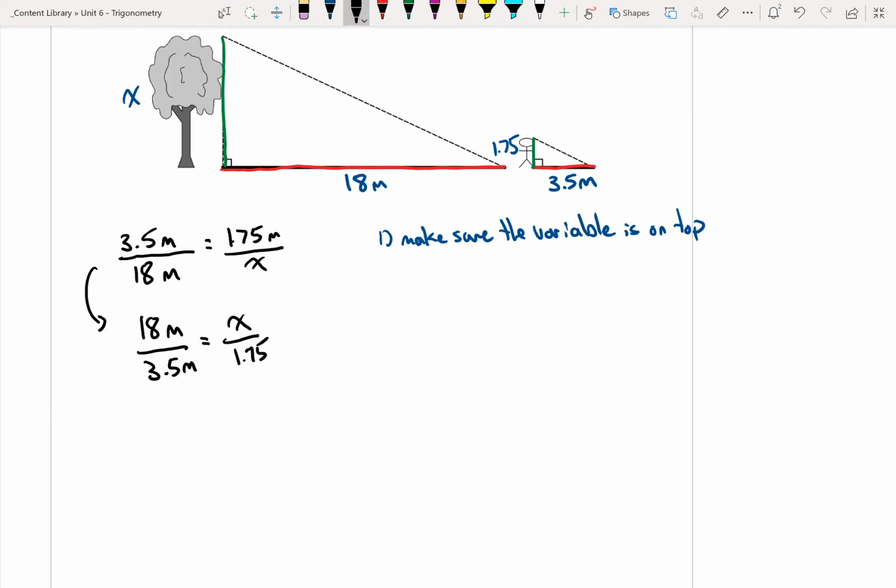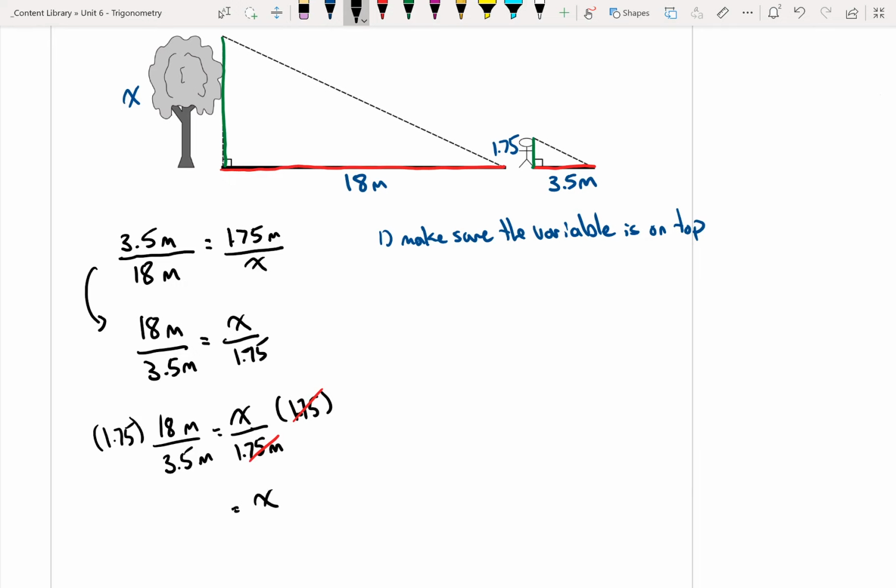Now I'm going to solve for X. So now I can work through. It's going to be just 2 steps and I should be done. So I'm going to rewrite this just so we don't get confused. So 18 meters over 3.5 meters equals X divided by 1.75 meters. So after I've done the flip, I want to get X by itself. I'm going to multiply by 1.75 to cancel these two out. That means I have to multiply the other side by 1.75.